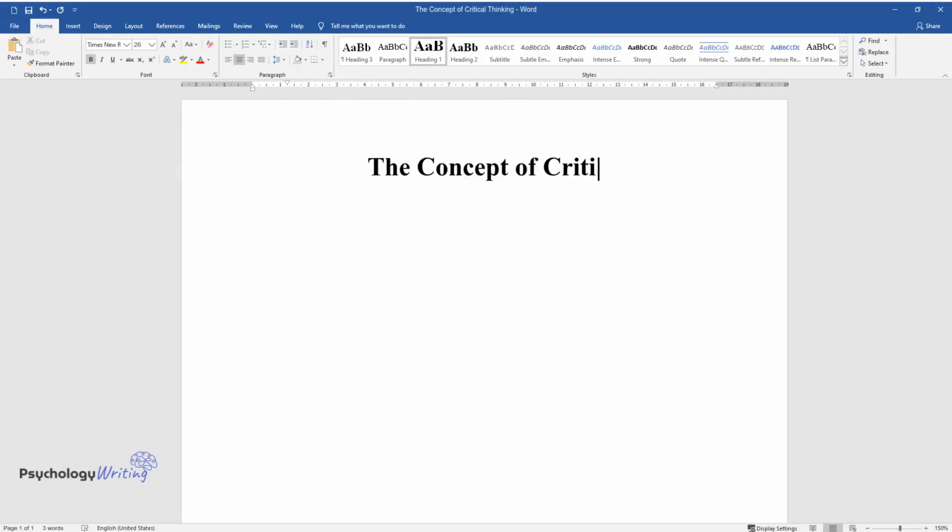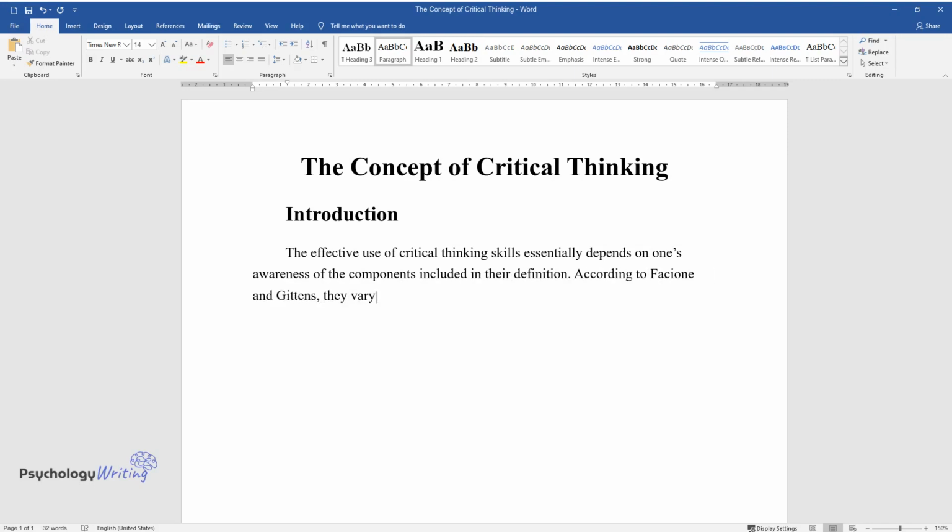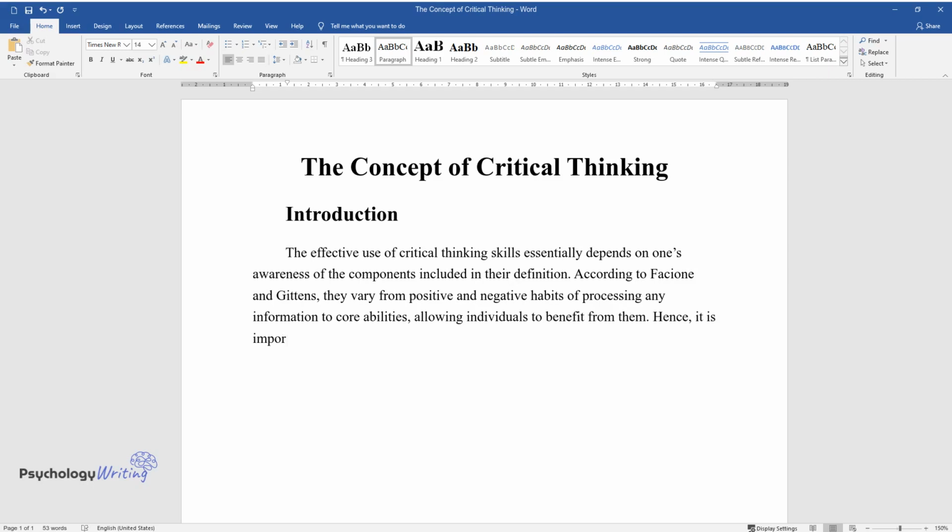The concept of critical thinking. Introduction. The effective use of critical thinking skills essentially depends on one's awareness of the components included in their definition. According to Facione and Gittens, they vary from positive and negative habits of processing any information to core abilities, allowing individuals to benefit from them. Hence, it is important to understand what the term means and reflect on its proper application to one's daily life.